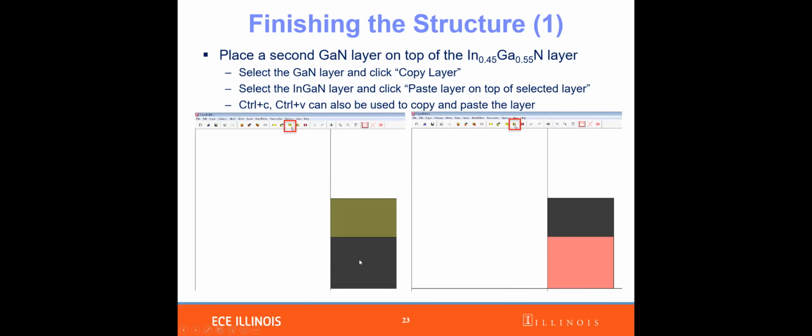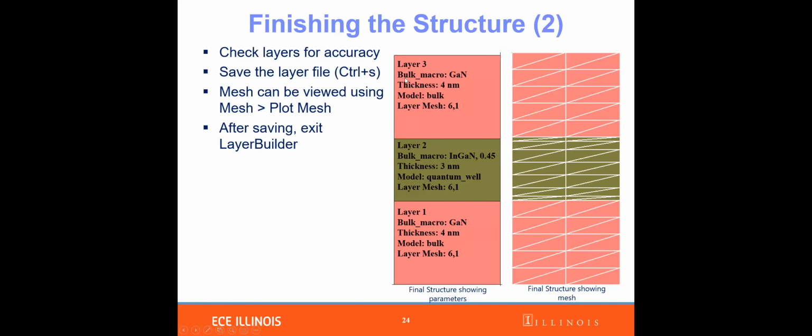And because our first gallium nitride quantum barrier is the same as the other quantum barrier, we can simply select the gallium nitride layer. So you can see it's dark gray, and click copy layer, and select indium gallium nitride. Oh, sorry. Select the indium gallium nitride second layer and click paste layer on top of the selected layer, so that you can generate another gallium nitride layer with the same setting. Yeah. Then this is the complete structure.